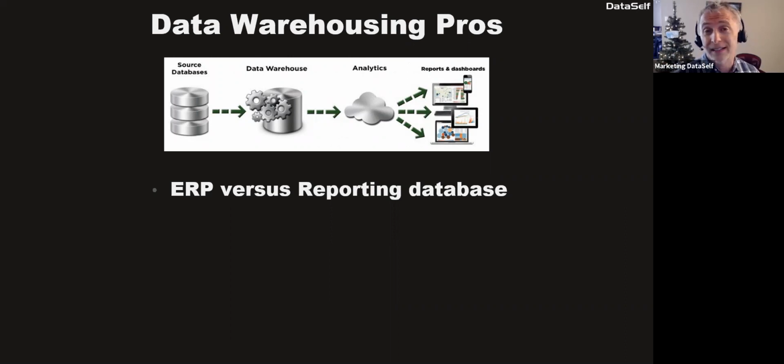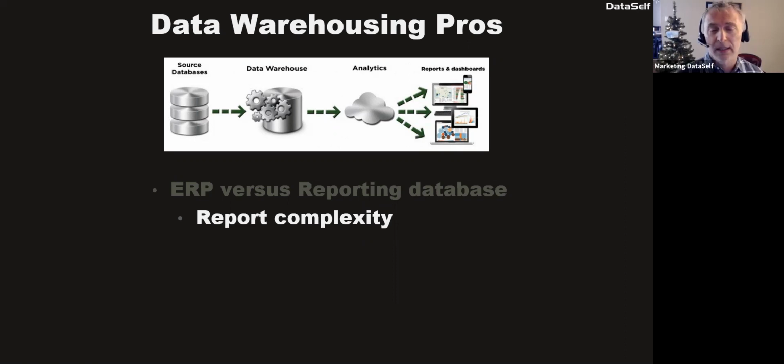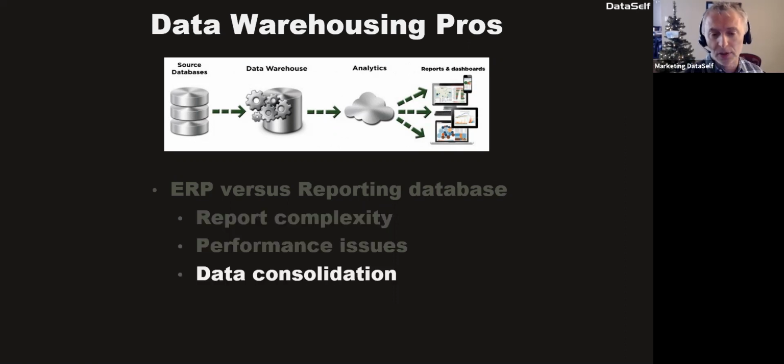We work with dozens of ERP systems, and they all have the same kind of database structure. Great for ERP purposes, but for reporting, it becomes complex, it becomes potentially slow, and it's hard to have a single version of the truth. So that's the main high-level reason why people need a data warehouse. Report complexity out of the source system, performance issues, data consolidation is hard.